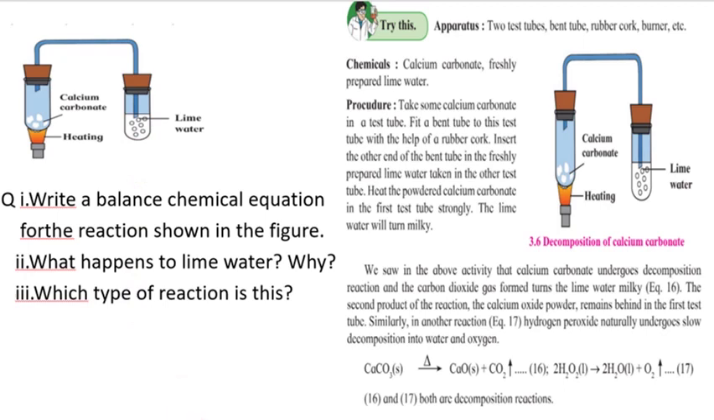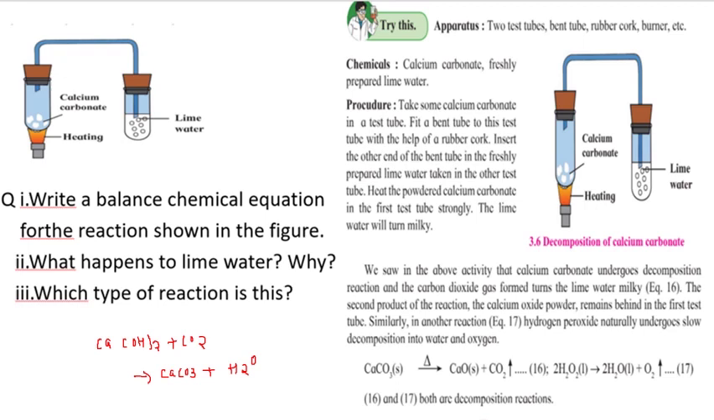Let us write the reaction. Here lime water, that is calcium hydroxide, when it reacts with carbon dioxide, forms the white precipitate of calcium carbonate, and due to this lime water turns milky. Now which type of reaction is this? As the calcium carbonate is decomposed to form calcium oxide and carbon dioxide, it is a decomposition reaction.